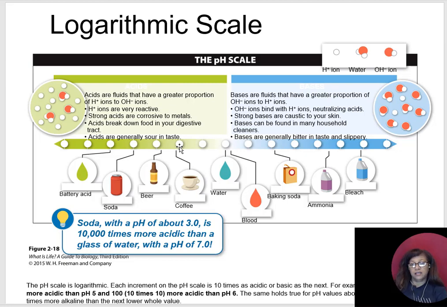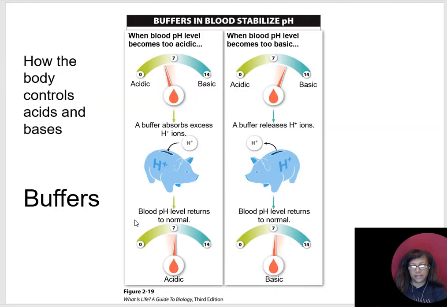So remember that we have a 10 times difference between each step. So if I start with a pH of 7, it's 10 times down to 6. And then another 10 times down to 5. So that means that coffee is 100 times more acidic than water. Okay, 10 times 10. Okay? So remember that because it's probably going to show up on a test question. All right, that's the logarithmic scale.